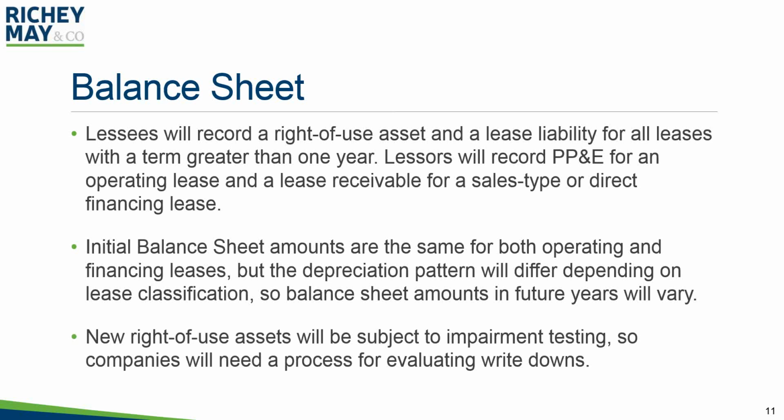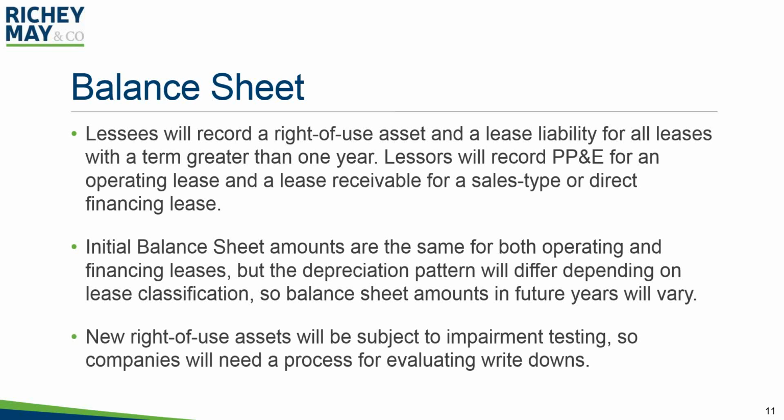So under both operating and capital leases, your initial amount that you're going to record on your balance sheet is going to be the same. You're going to book it at the present value of your future lease payments. But the depreciation pattern between an operating and a financing lease is going to be different depending on the classification. So what you're running through in future years is going to vary.